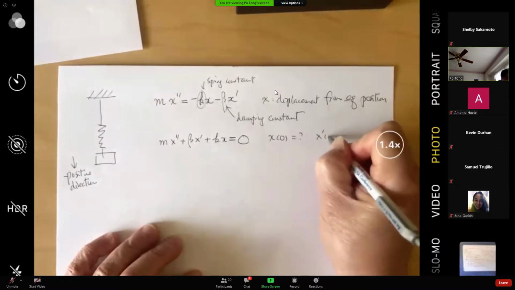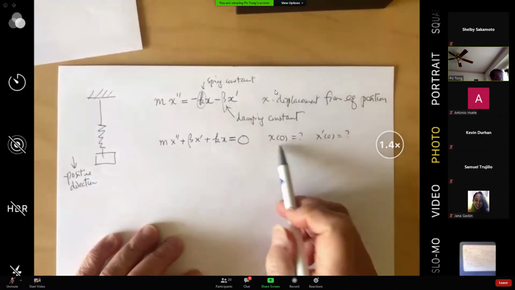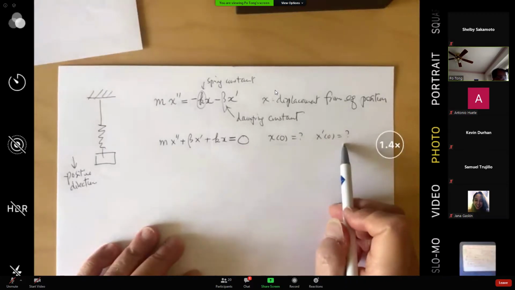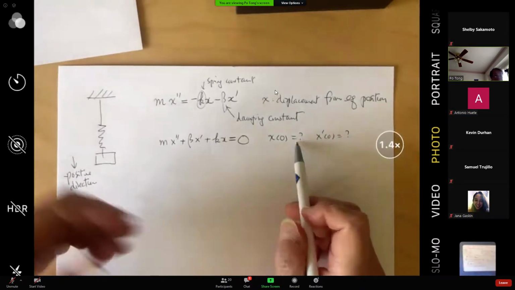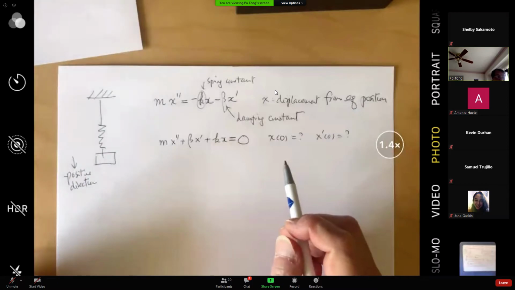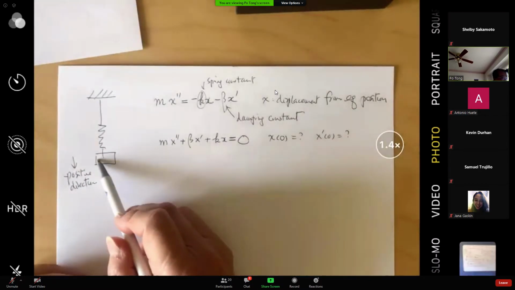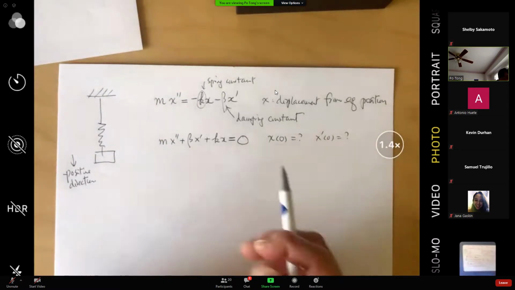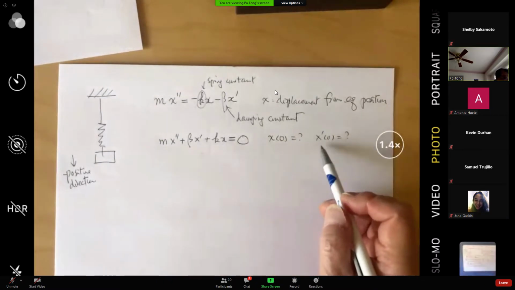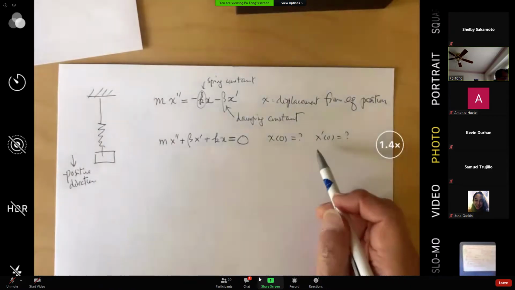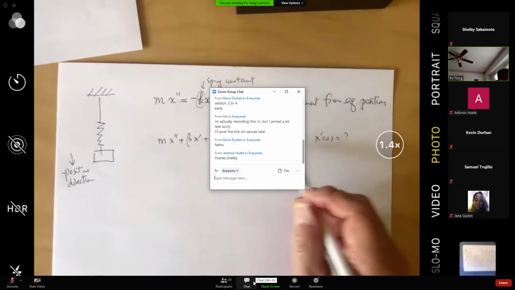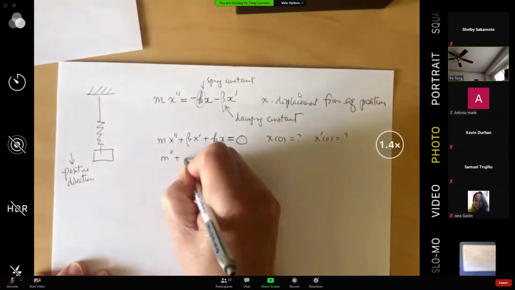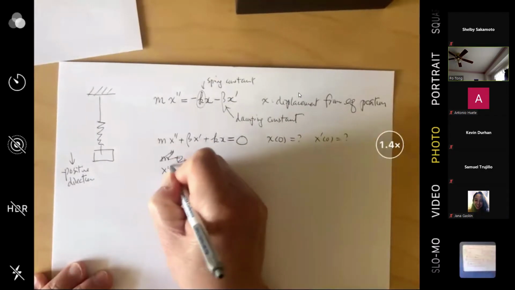Do you guys understand what this means? This is the initial position and the initial velocity. Initial position means where do you release it? What is this position relative to the equilibrium position at time t equal to 0? And here, when you release it, do you push it up or down? It would be this condition. So we divide this by m.